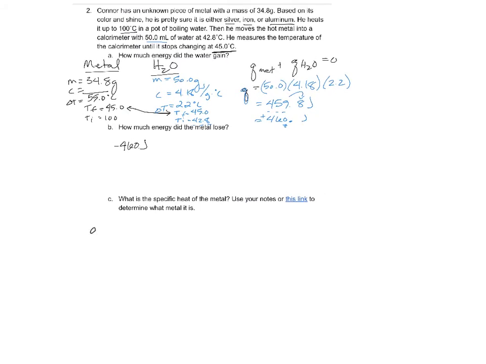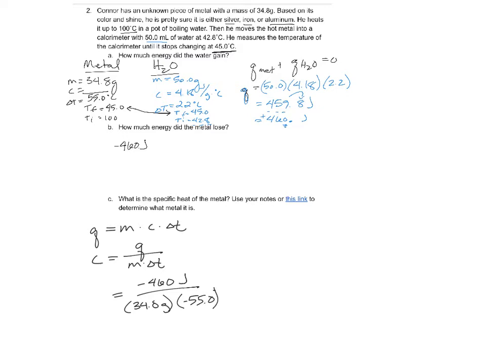So now you know that the Q of the metal equals M times C times delta T. So that means that C equals Q divided by M times delta T. And we know the variables for all of those now. So the specific heat is negative 460 joules divided by the mass, 34.8 grams, divided by the change in temperature. And in this case, I neglected to mention that the change in temperature is negative. It's always final minus initial. So this is actually a negative 55.